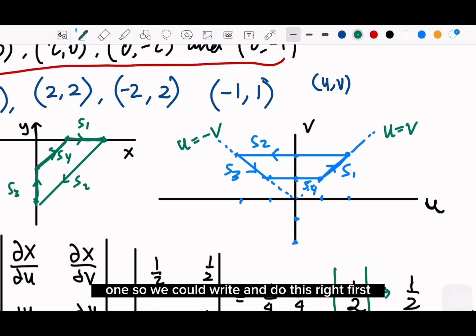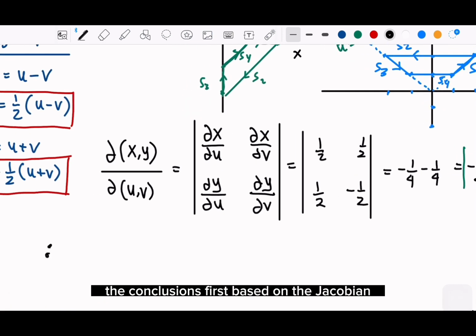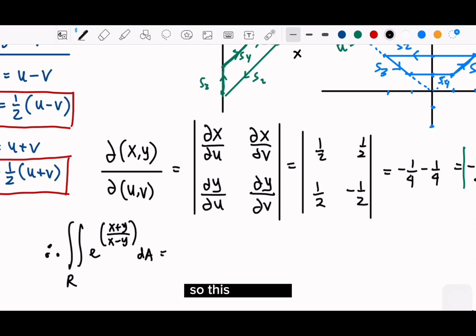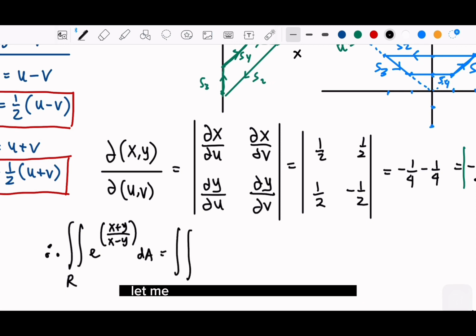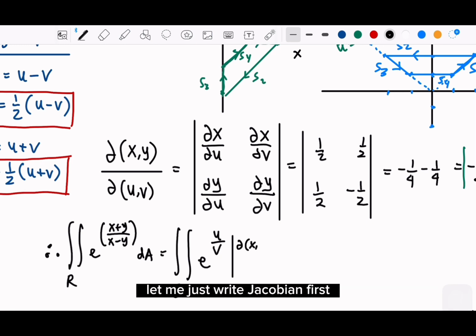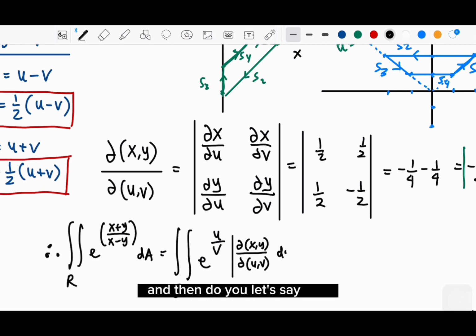Okay, we could write the conclusions first based on the Jacobian. So this is R. So this is simply, let me just write S first. This is e to the u over v. And then Jacobian, let me just write the Jacobian first. And then du dv, let's say dA.